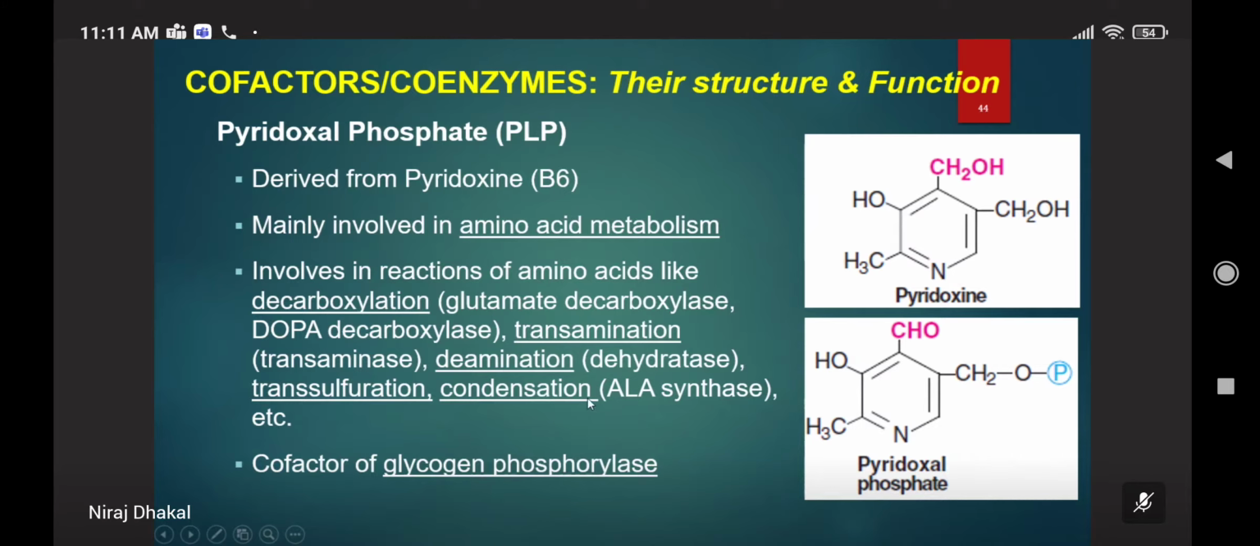For example, during heme synthesis, ALA synthase is an example. And it is also an important cofactor of glycogen phosphorylase. So a large amount of pyridoxal phosphate is stored in the muscle as a cofactor of glycogen phosphorylase. Decarboxylation, transamination, deamination, transsulfuration, condensation, and glycogen phosphorylase. So remember these 6 mechanisms in which pyridoxal phosphate or vitamin B6 is involved. To remember, it is vitamin B6, so it is involved in 6 different types of biochemical reactions. And this one is the structure.